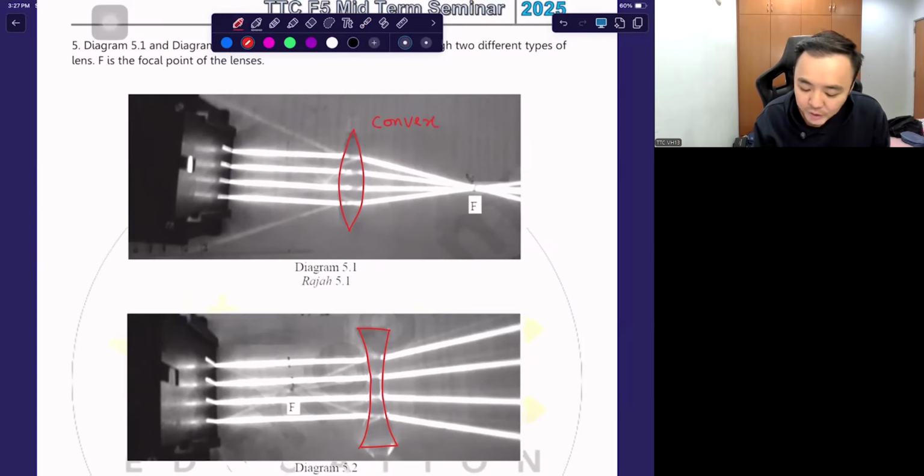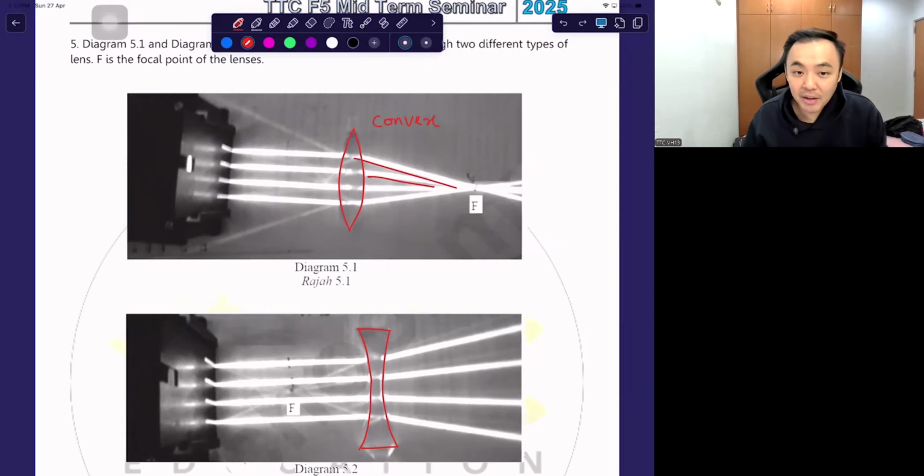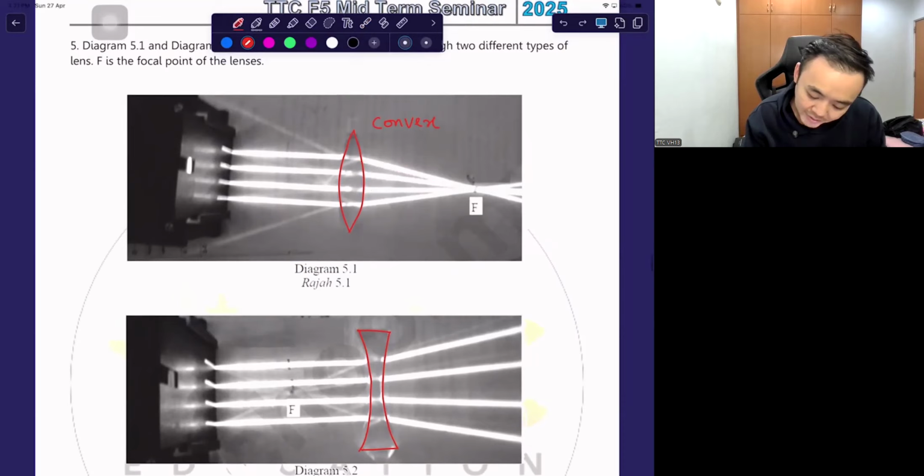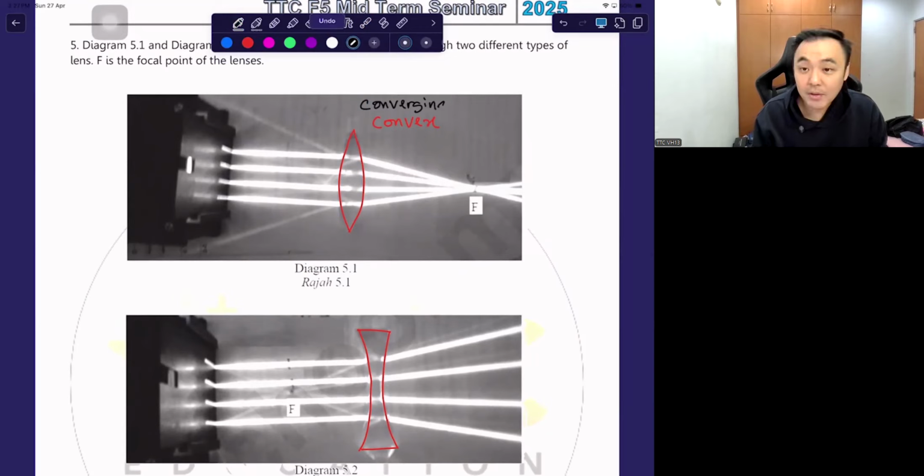Convex lens is what? You look at the light ray, what does it do? You see? They focus all the light to one point, right? So what do you call this convex lens thing? If it's a convex lens, we call it a converging lens. Okay, convex lens, we call it a converging lens. Following?